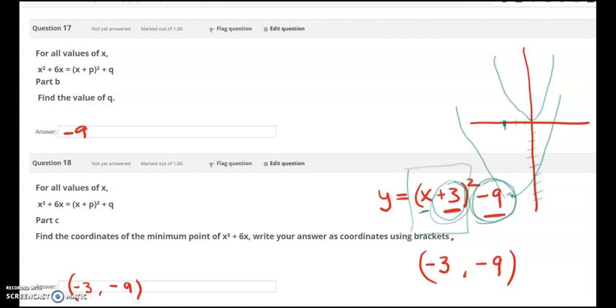This is something that you can explore, and you can use Desmos graphing tools to try out different functions and see what happens each time when you change the values within the brackets and outside of the brackets.